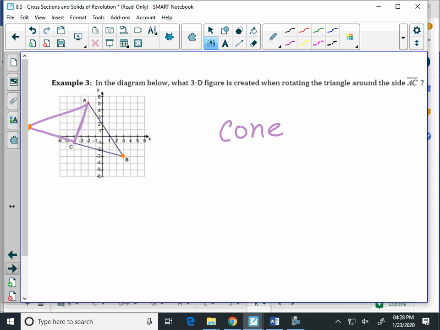Then connect the opposite corners with a circle. Now, it's a really bad circle. Oh boy, another bad circle. There we go. And it looks like a triangle with a circle on the bottom, which is a cone. So your answer is cone.